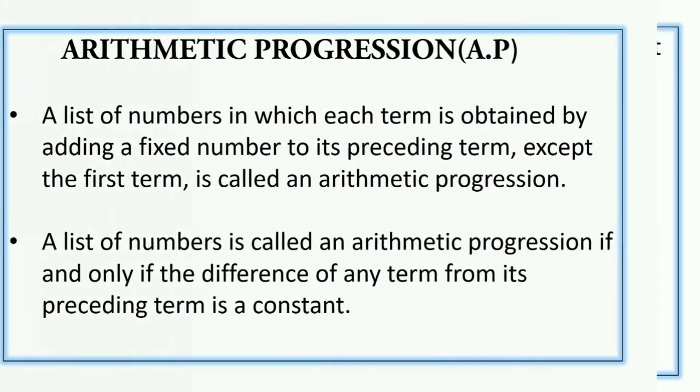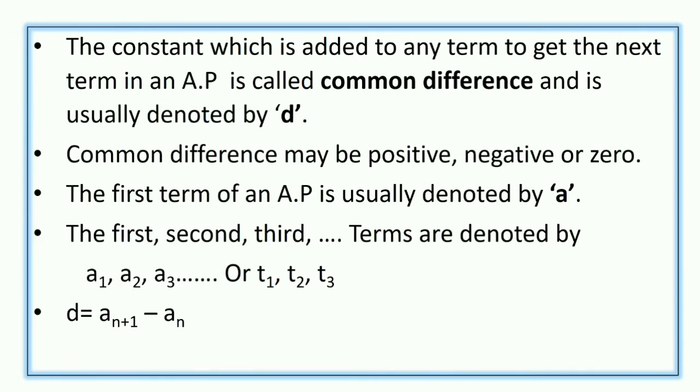Now, some important points about arithmetic progression. The constant which is added to any term to get the next term in an AP is called common difference and is usually denoted by d. Common difference may be positive, negative, or 0. Here we have to note down one thing. If the common difference is positive, the progression will be increasing. If the common difference is negative, the progression will be decreasing. And if it is 0, then the terms of the progression will be same.